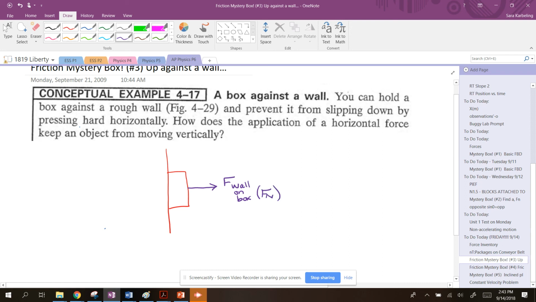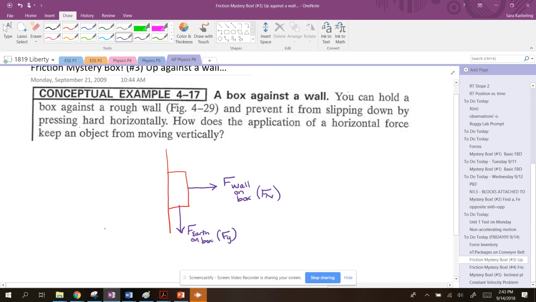What else you got? Go, Nick. I'm sorry, I couldn't hear you. Say it again. Force of the earth. Which way does that one go? Down, because it always does, right? Always down towards the center of the earth. It's still down.